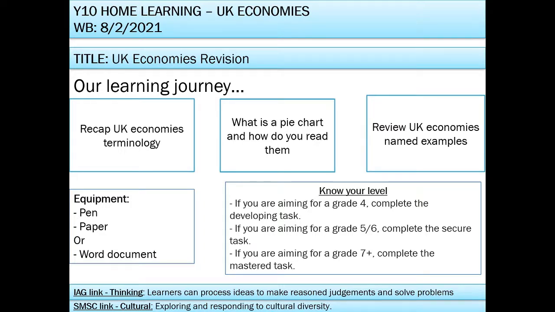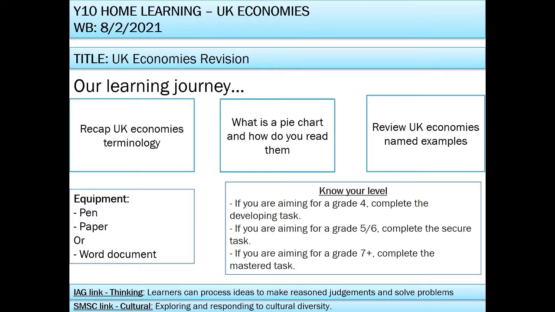So we're just going to look at the concepts that we've learned about and link it to places within the UK. So the equipment we need today is a pen and paper, or you can use a Word document. Remember, if you are using pen and paper, that your handwriting is clear, and when you take your picture to upload to class charts, that it's a clear picture so it's not blurry, so that your classroom teacher can read it.